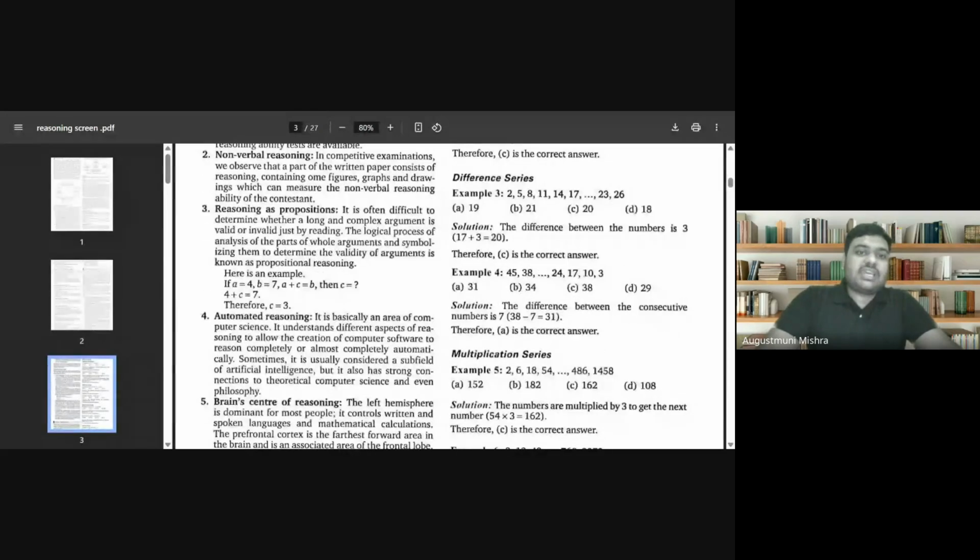Now here is an example: A equals 4, B equals 7. Now A plus C equals B. Then what will be the C? That is a very basic question, which I think everyone solved during their school time. A plus C equals B means in the place of A, you are going to keep 4. Because we do not know about C, it will stay as that particular alphabet. Then we know B, that is 7.